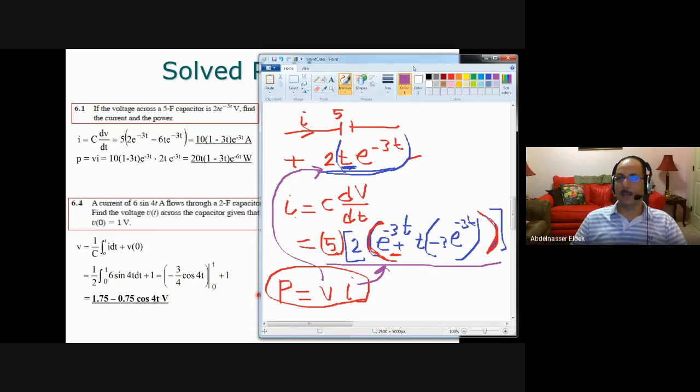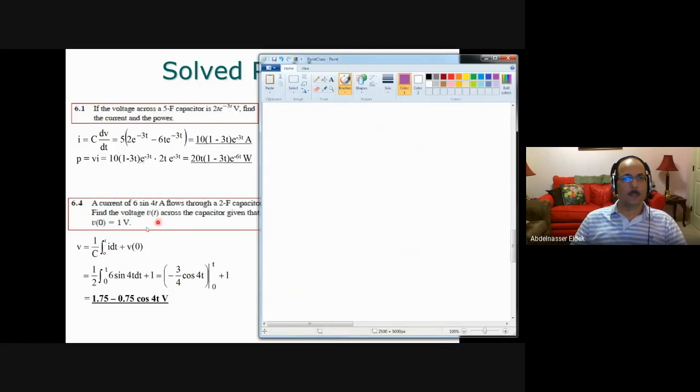Let us do the second one. Let us move to the next one. See here that we have a current 6 sine 4t flowing through a 2 farad capacitor. We need to find the voltage. The initial voltage is 1, so the capacitor was initially at 1.